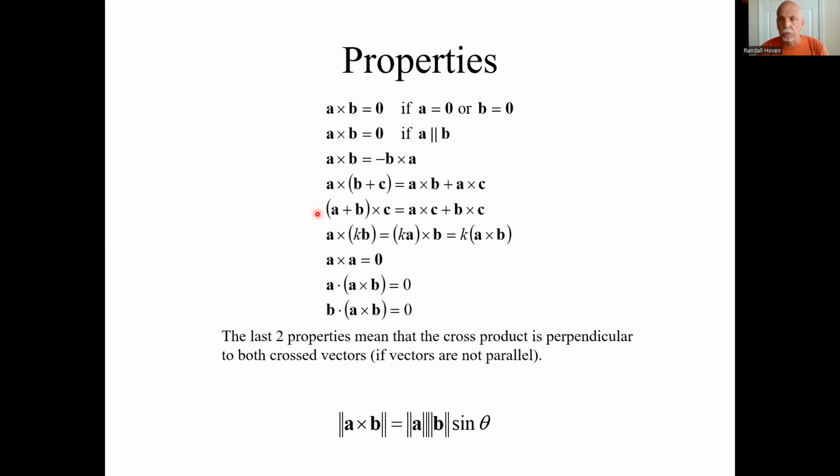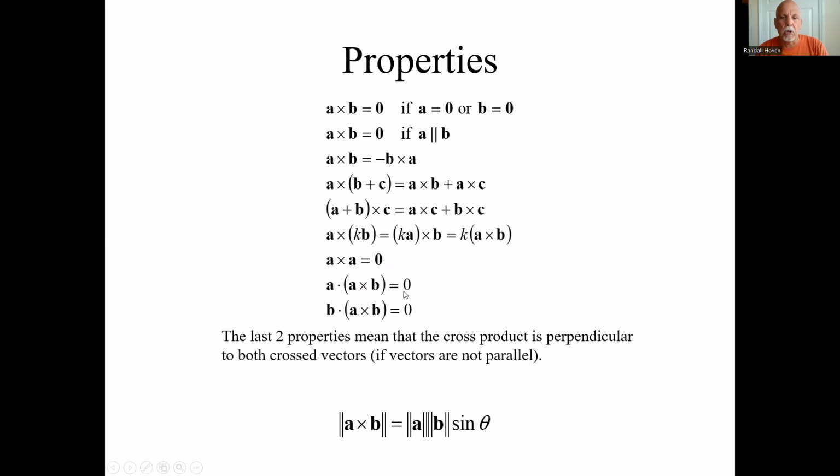Cross product is associative with addition. Scalar multiple: if I multiply either A or B times a scalar, I can bring it out of the cross product. The resulting cross product will be the same scalar multiple of the unmultiplied cross product. Any vector crossed with itself is 0.